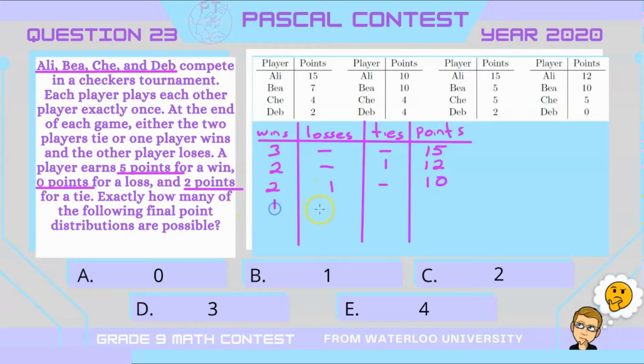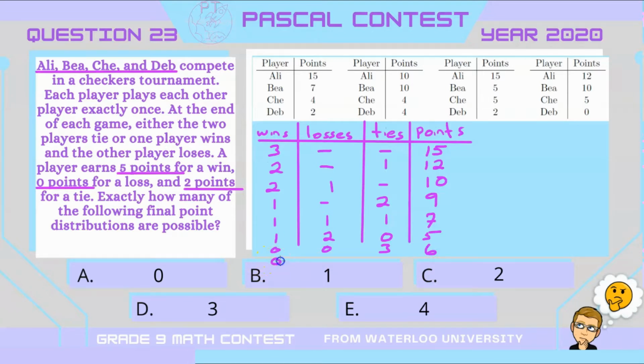Could have 1 win and 2 ties, which would be 9 points. You can have 1, 1, and 1, which would be 7 points. And we can have 1, 2, and 0, which would be 5 points. You can have 0, 0, and 3, which is 6 points. I'm going to go down a bit over the answers because I've run out of space.